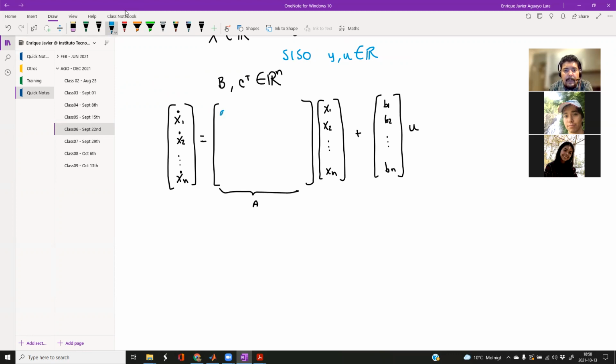And in here we'll have a bunch of elements that go from A11, A12, A1n, A21, A22, A2n, AN1, AN2, ANN. So we have a matrix that is n times n. So matrix A belongs to the real numbers of n times n dimension.